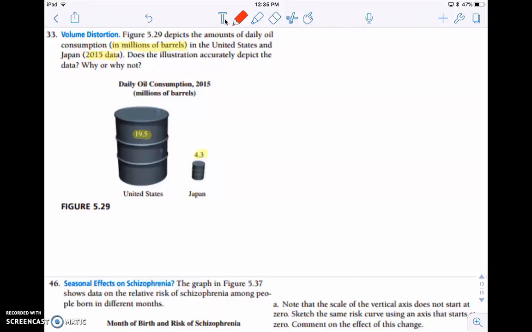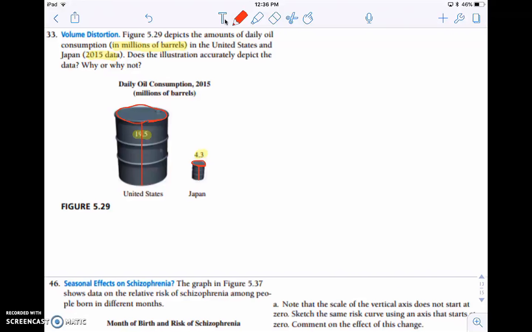So if we look at the height here, this is 19.5, this is 4.3. Those heights should be such that the smaller one is about a fifth of the size. So when we look at the height, that's not bad. The heights look okay, but the volume, notice if we look at the radius or the diameter, the circumference that I've drawn, and we compare the two, Japan looks minuscule in comparison. So the heights are there, but the volumes look completely different.